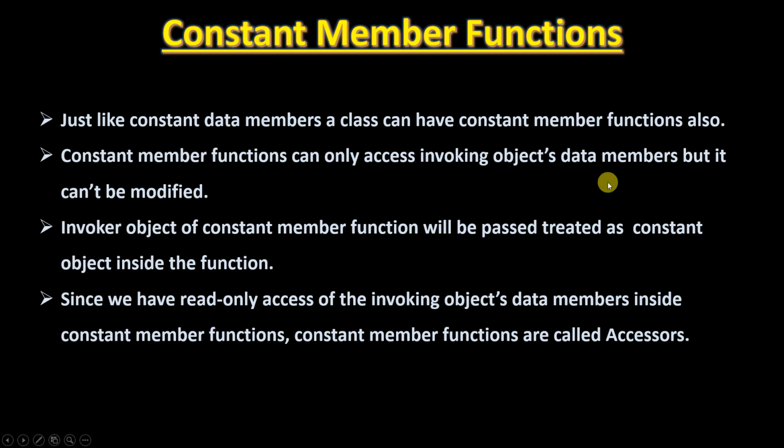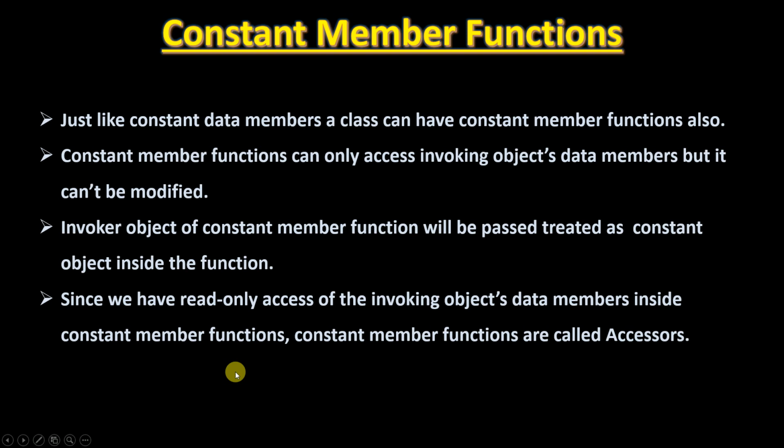It can only access the invoking object's data members, but it cannot be modified. Only a read-only property will be there for the invoking object inside the constant member function. The invoking object of a constant member function will be treated as a constant object inside the function. So why can we not modify the invoking object's data members inside a constant member function? Because the invoking object is passed as a constant object, so it is treated as a constant object inside the function.